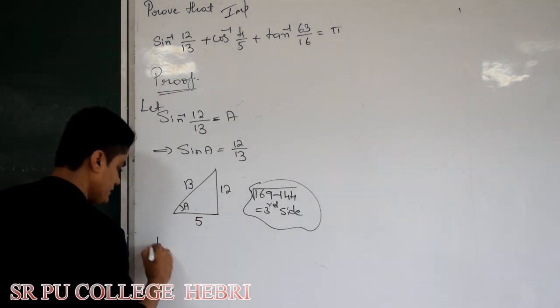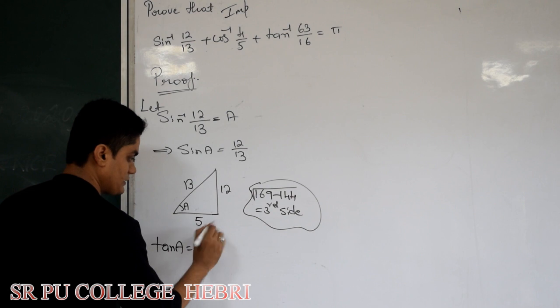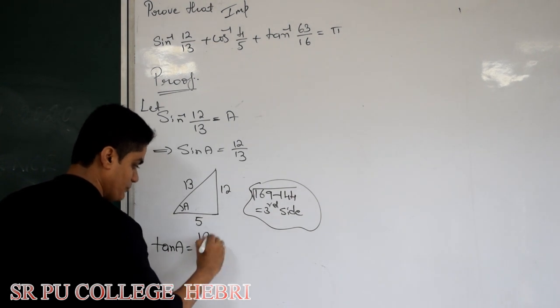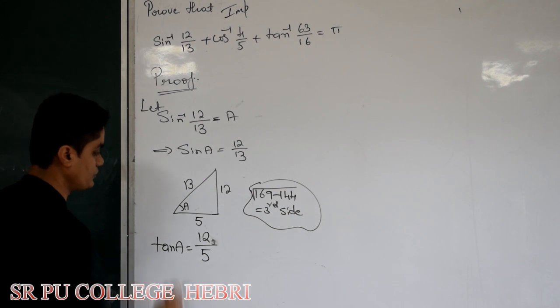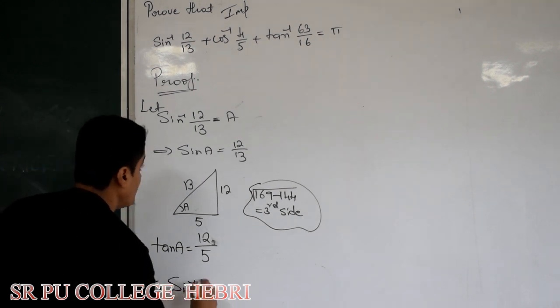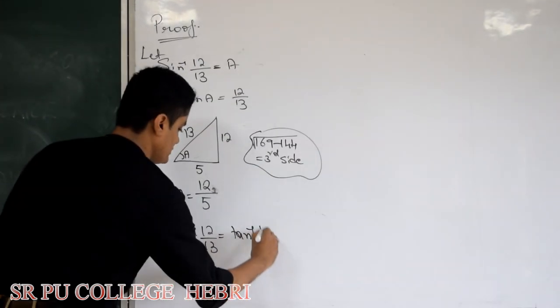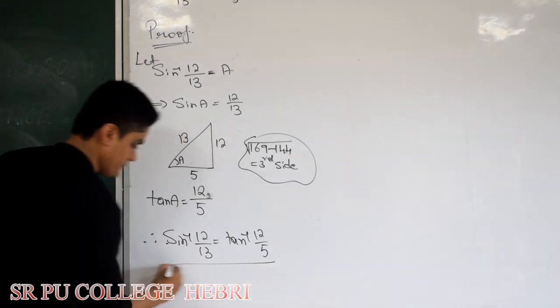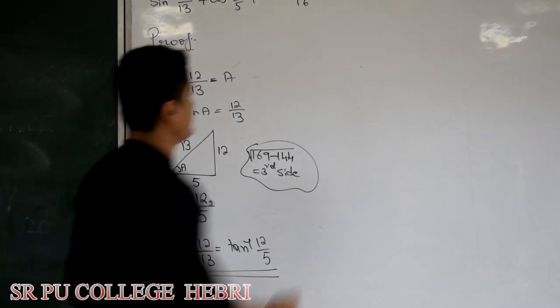So define from this right angle triangle tan A. 12 opposite side by adjacent side 5. So tan A is equal to 12 by 5. Therefore, sine inverse of 12 by 13 is equal to tan inverse of 12 by 5. So the first term is converted into tan inverse.